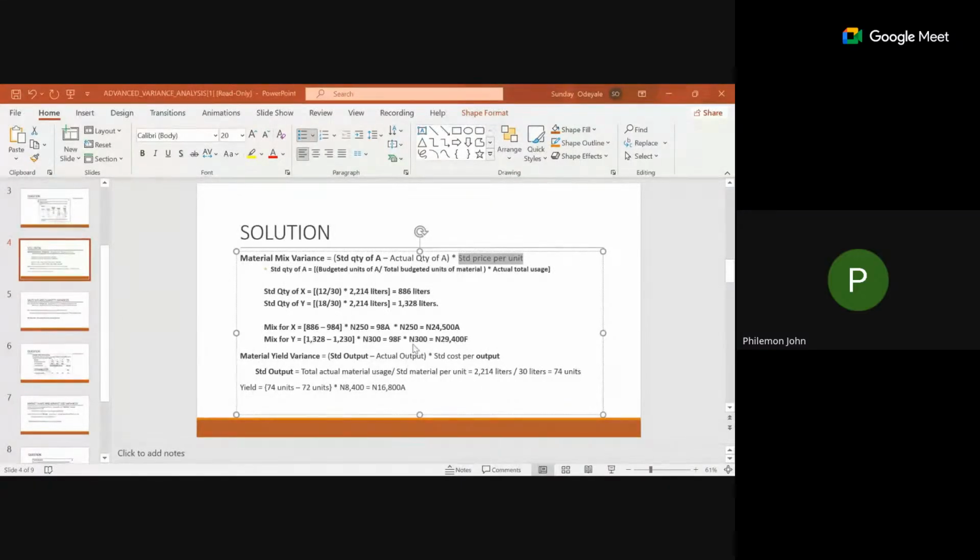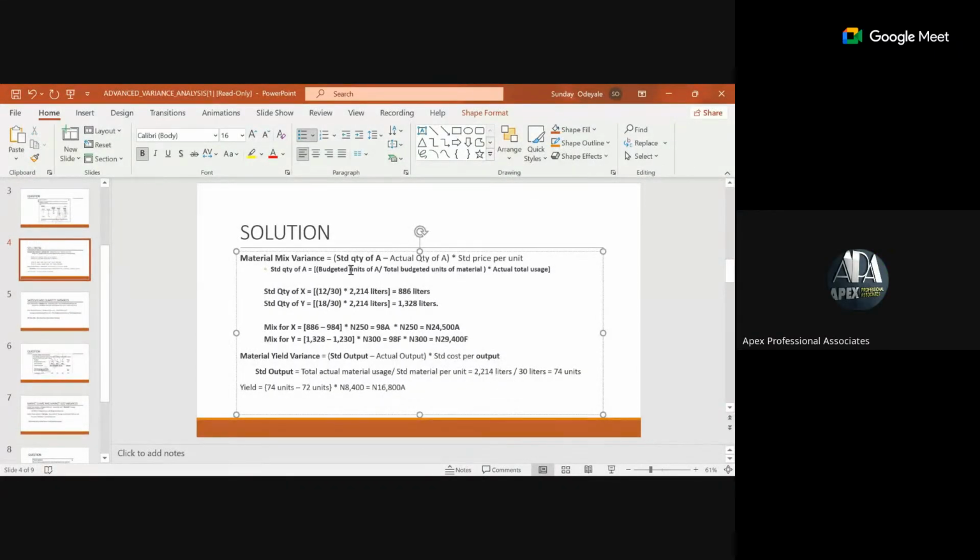I mentioned before, thank you for the work done. I'm having a bit of a challenge with this formula. I just want to confirm whether we can also use the formula of the revised standard quantity minus the actual quantity, multiplied by the standard price. The standard quantity minus the actual quantity, then multiply by the standard price.